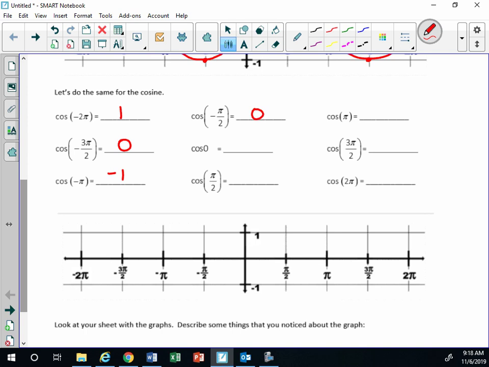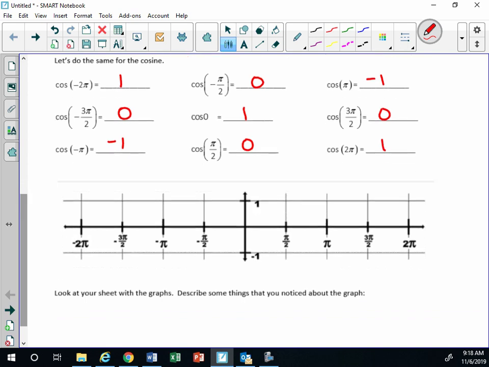Cosine of 0. Mouth the answer to me. Cosine of pi over 2. 0. Cosine of pi. Cosine of 3 pi over 2. 0. And cosine of 2 pi. Now, try to plot those and sketch the graph with cosine. Let's see how you do.